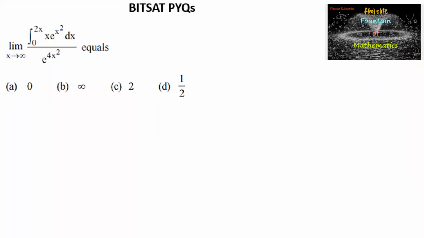We need to find the limit as x tends to infinity of the integral from 0 to 2x of x·e^(x²) dx upon e^(4x²). When x tends to infinity, it is of the infinity by infinity form, so we can use L'Hospital's rule, that is, differentiating numerator and denominator separately.